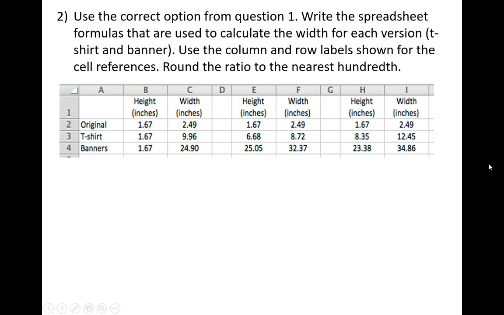It says use the correct option from question 1. Write the spreadsheet formulas that are used to calculate the width for each version, t-shirt and banner. Use the column and row labels to show for this. We are not going to worry about all of this. I think this is not necessary for you to do the homework.